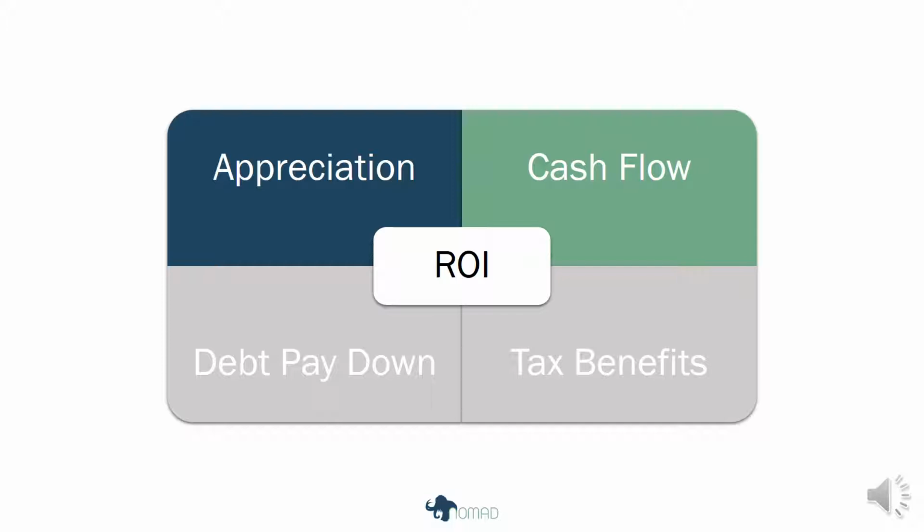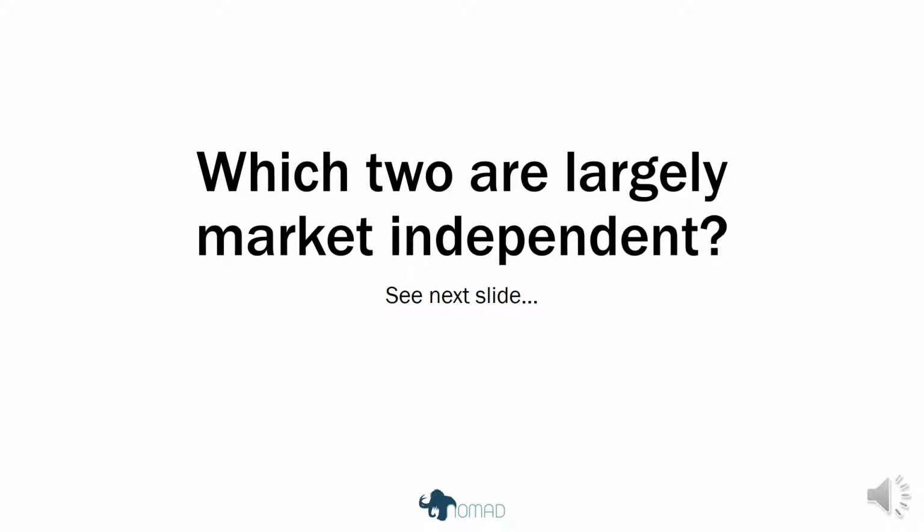You have some control over appreciation. You have some control over cash flow, partially in your selection of the property and property characteristics, and a little bit about what you do with the property. But overall, the market forces are really strong, and you don't have a lot of control over those. Which 2 of the returns, though, are market independent?